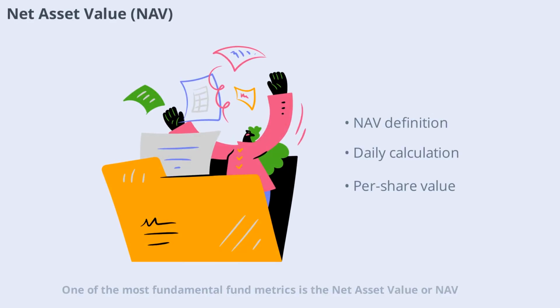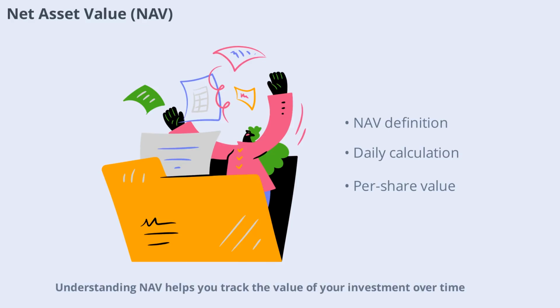One of the most fundamental fund metrics is the net asset value, or NAV. NAV represents the per-share value of a fund's assets minus its liabilities. It's calculated at the end of each trading day and reflects the current market value of the fund's holdings. NAV is crucial because it tells investors how much each share of the fund is worth. When you buy or sell shares in a mutual fund, transactions are typically executed at the NAV price. Understanding NAV helps you track the value of your investment over time.